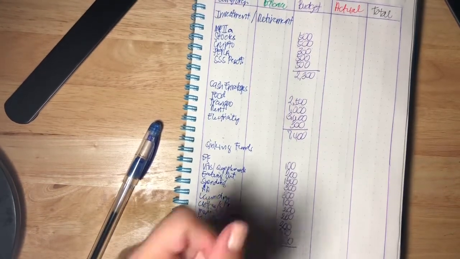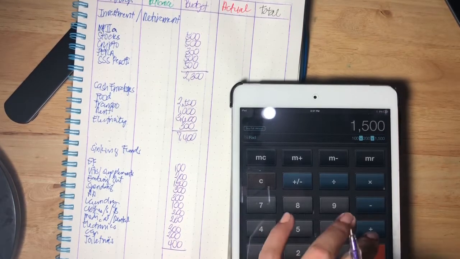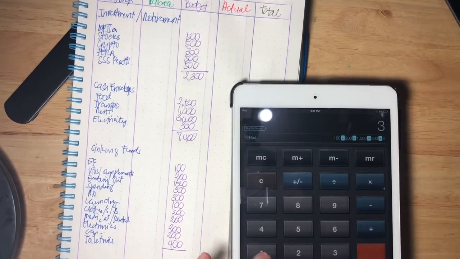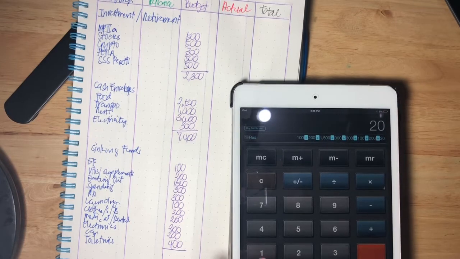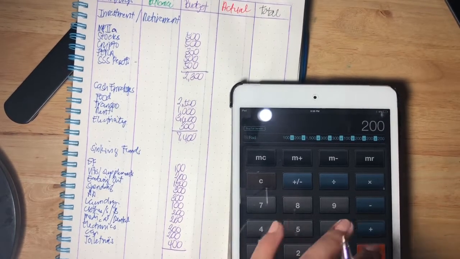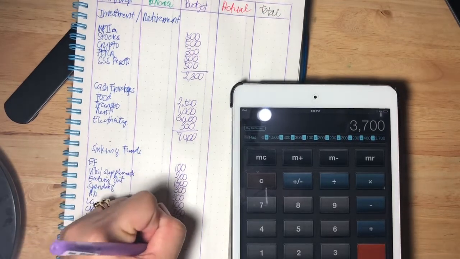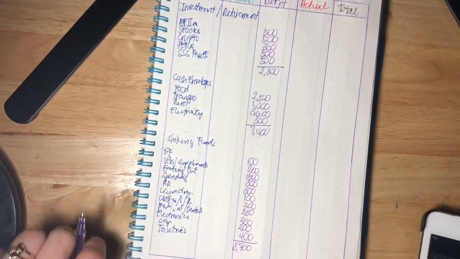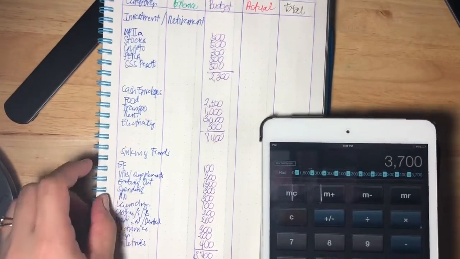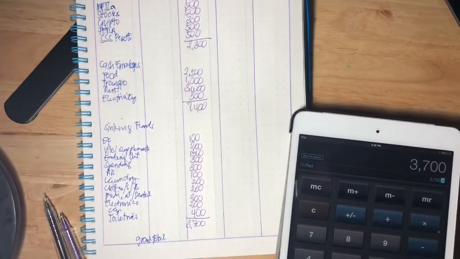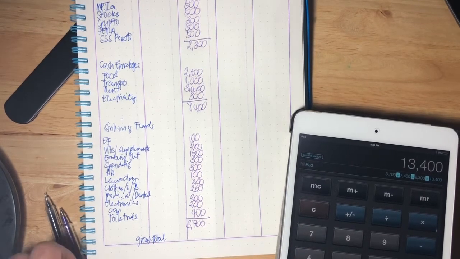So if we add all of this, 100 plus 200 for vitamins, 1,500 for eating out, 300 for spending, 300 for my boyfriend, 100 for laundry, clothes 200, medical 200, electronics 200, car 200, toiletries 400. This is a total of 3,700. So the grand total of this one is 3,700 plus 7,400 plus 2,300, 13,400.